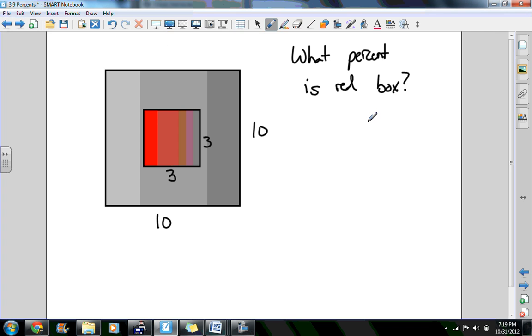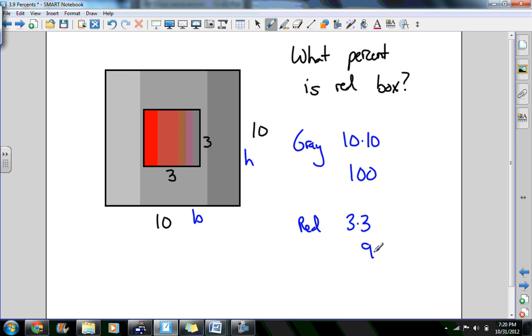Okay, and last problem is, what percent of the total area is the red box? And that's what I'm going to do on my own. The first thing we have to do is figure out the area of the gray box. Well, we should know that the area of a square is base times height. So for the gray box here, the area is going to be 10 times 10, or 100. And we know that the red box has an area of 3 times 3, or 9.